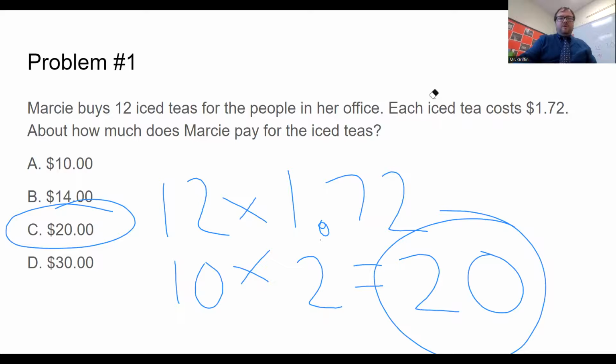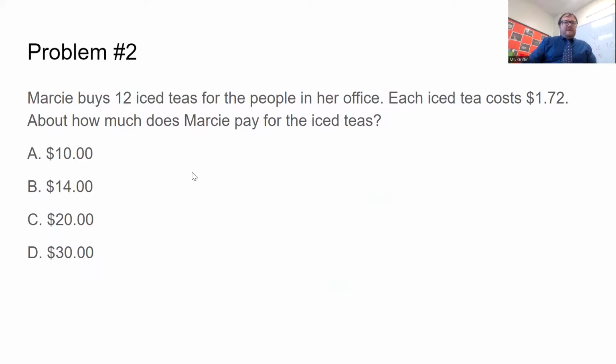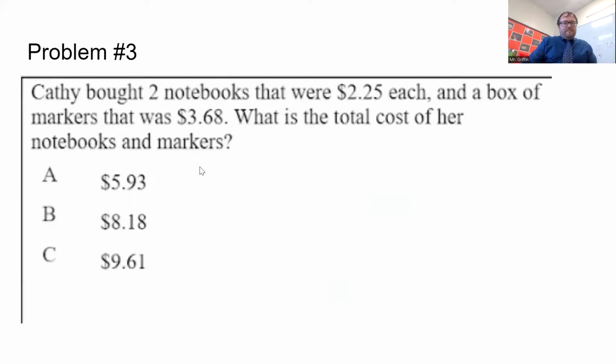All right. So let me clear my screen and we're going to look at the next problem. That's not the next problem. This is the next problem. Kathy bought 2 notebooks that were $2.25 each, a box of markers that was $3.68. What is the total cost of her notebooks and markers? Go ahead and try and solve it now.